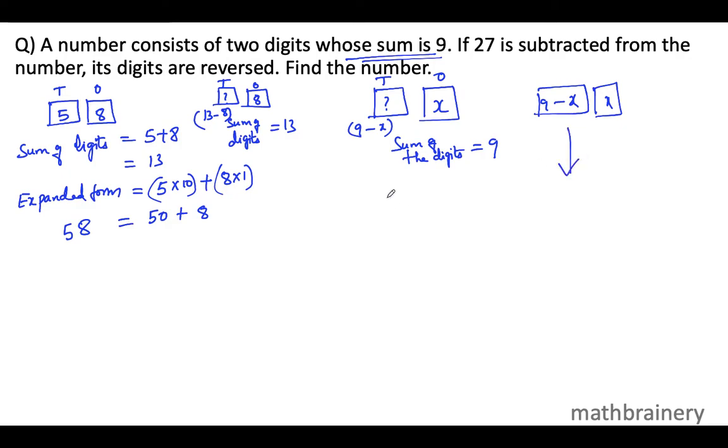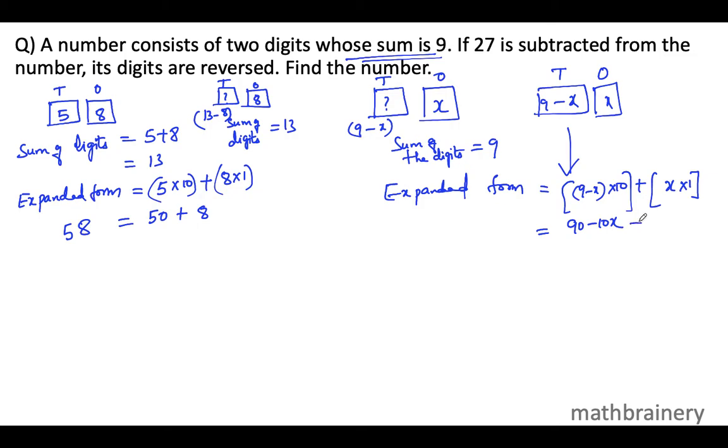Now what is the expanded form of this 2-digit number? Expanded form must be: this 9 minus x is in tens place, so we are going to multiply this 9 minus x with 10, plus x is in ones place, we are going to multiply this x with 1. So what is the expanded form now? 9 minus x into 10, which is 90 minus 10x, plus x into 1 is x. So this is 90 minus 10x plus x, which is minus 9x. Its expanded form is 90 minus 9x.